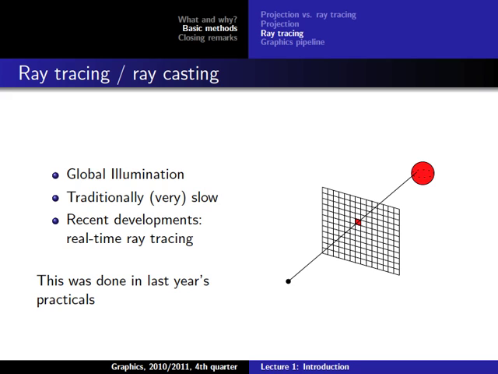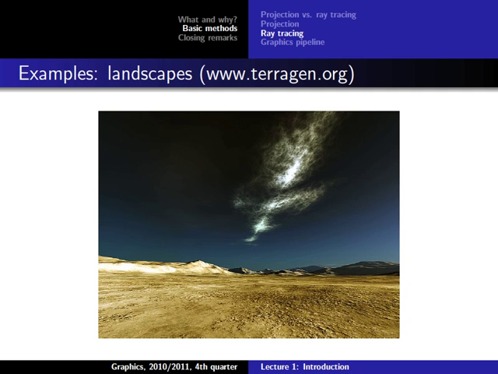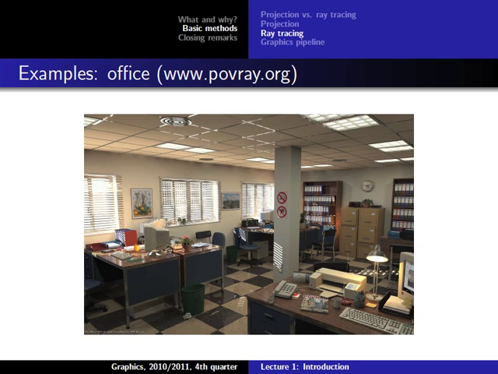Good. So this is why, as summarized here, it considers the global illumination by considering all influences, which is why it creates more realistic images, but it is therefore also traditionally very slow. Good. And last year in the practicals, they had to implement a ray tracer. So this is not from the practicals. These are just examples from ray tracing. So you see you can create very realistic images with it.